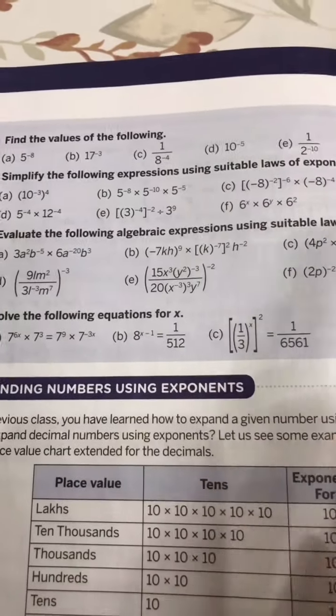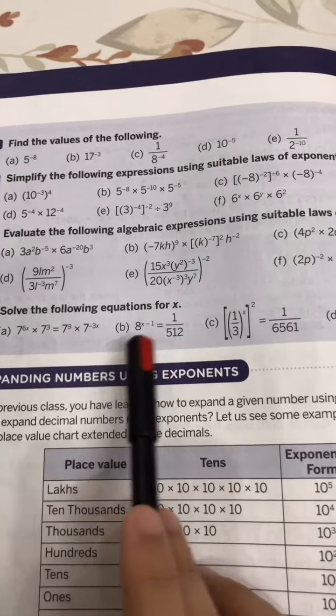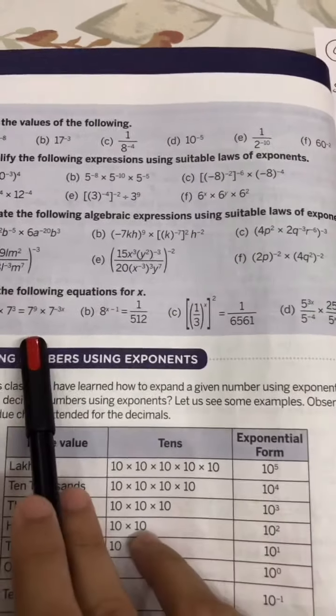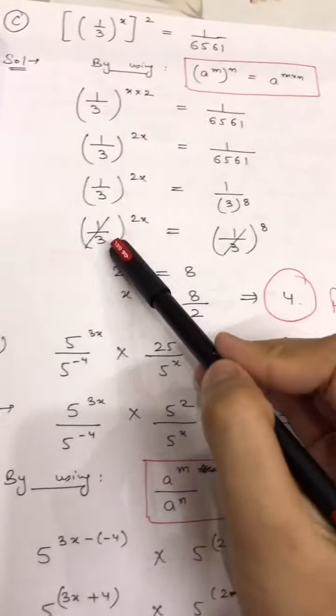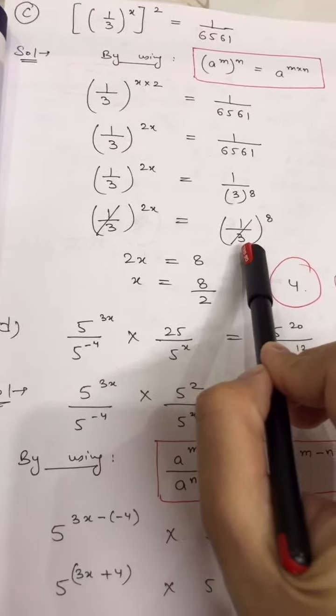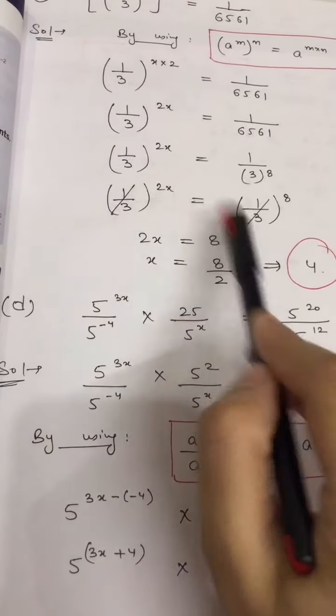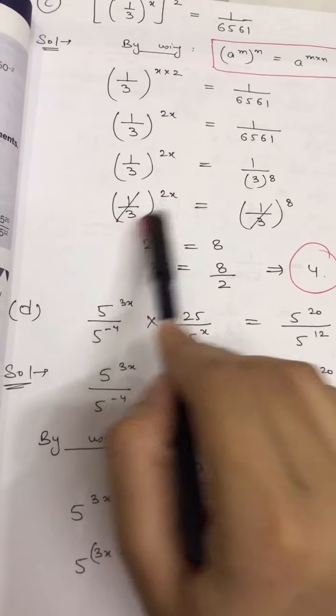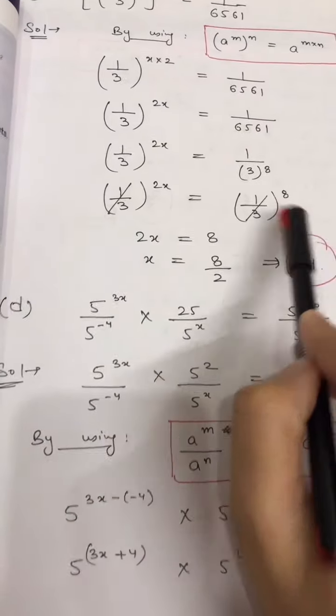Okay, this fifth question is different from the other questions, because in the other questions you applied the law and computed the value. Here you have to check which law you can apply. Then after that you have to cancel the base of the left hand side and right hand side, like we have cut the base here. After cancellation of the base, you are able to compute the value of x.